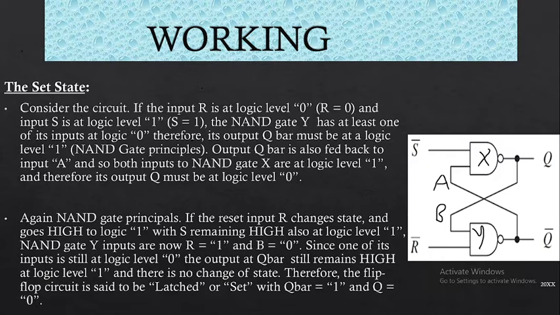So for NAND gate Y, one of the inputs is 0, and due to NAND gate logic, the output of NAND gate Y becomes 1, which is Q bar, and Q again becomes 0. So we notice that when R equals 1 and S equals 1, Q bar is still 1 and Q equals 0, which is similar to the previous state. There is no change in the state of Q and Q bar. Therefore we say that the flip flop is latched or set with Q bar equals 1 and Q equals 0. So this was all about the set state of an SR flip flop.